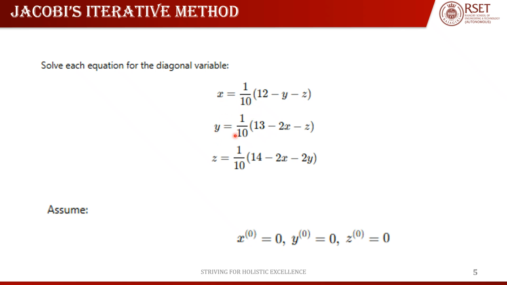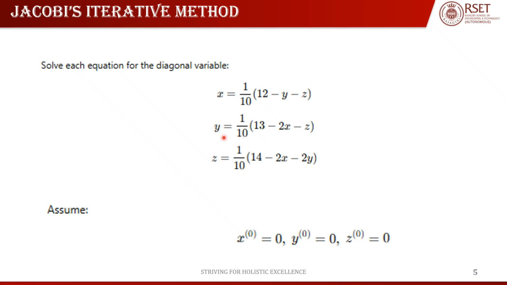Similarly, from the second equation, separate y. You had the equation 2x plus 10y plus z is equal to 13. So what you do is keep 13 here, take minus 2x here and minus z here, and divide by the coefficient 10.